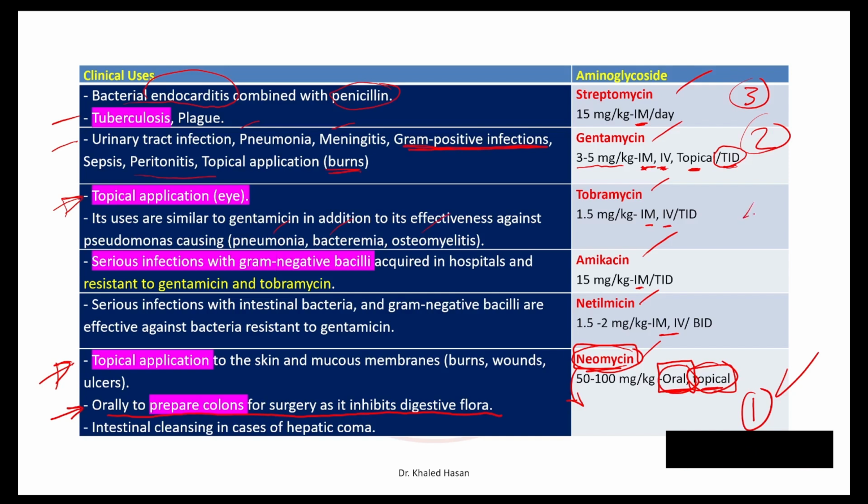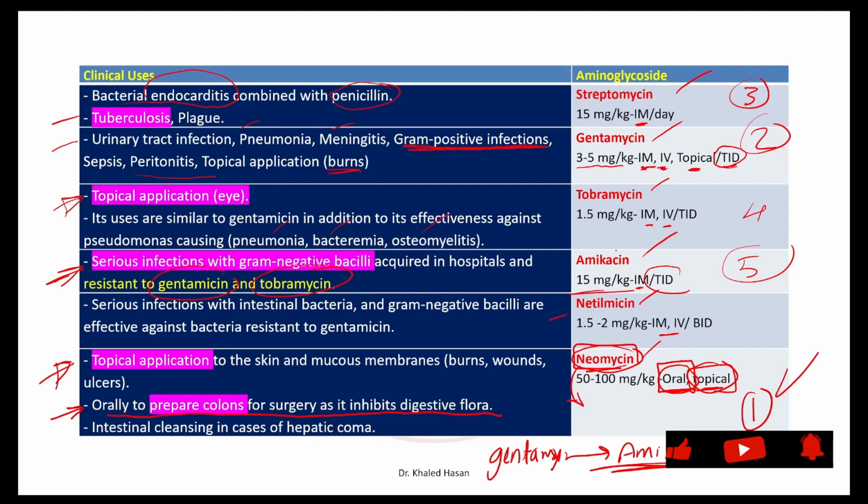Okay, the next one, number 5, we have amikacin. We keep this medication for serious infections of gram-negative bacilli. For any infection resistant to gentamicin and tobramycin, this is the alternative. So when you start treating the patient, we start with gentamicin. This is number 1. If there is no response, we move to amikacin. It's not the first choice. It is a very expensive medication, prescribed 3 times daily, 50 milligrams per kilogram of amikacin.